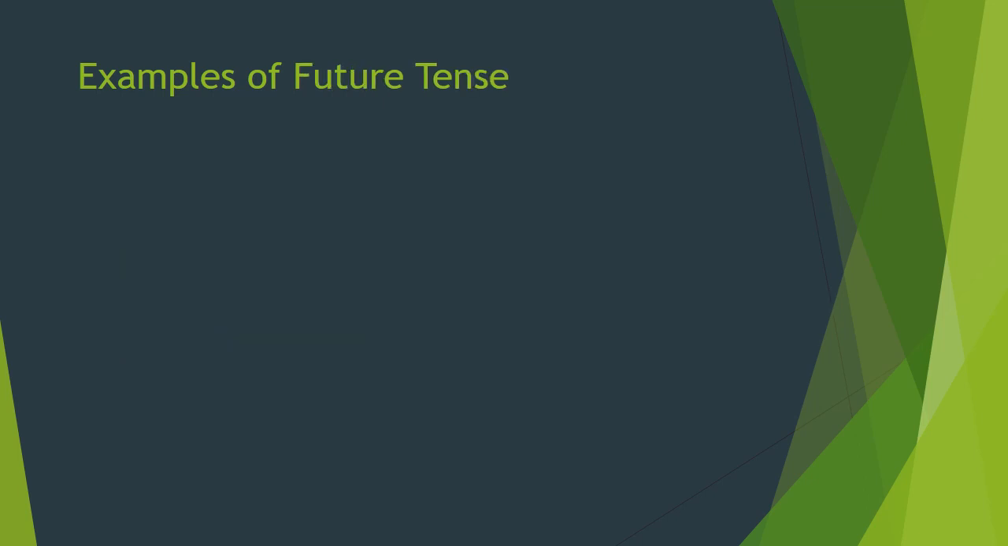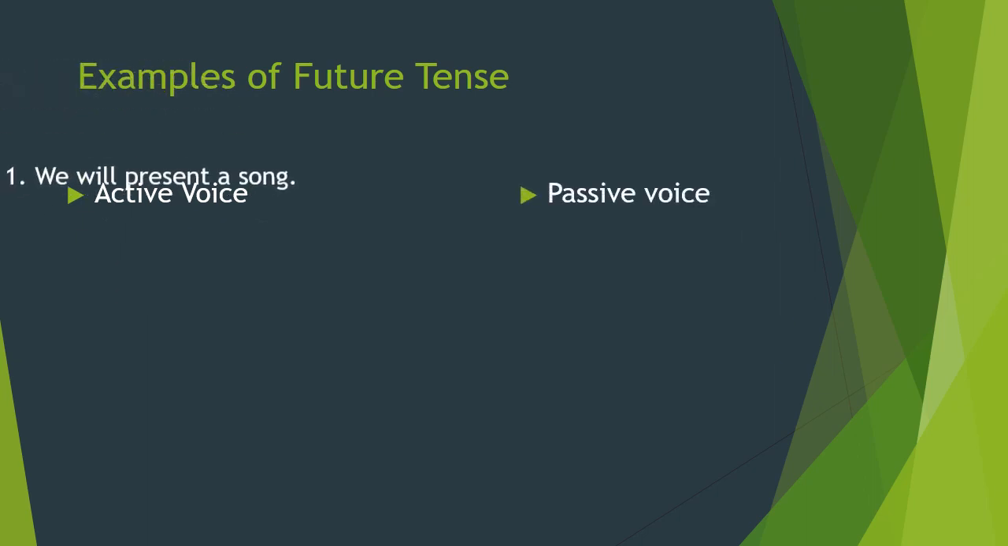Now let us see the examples of future tense. How future tense of active voice will change to passive voice. First example, we will present a song. Subject is we, will present is the verb, a song is the object. Now what is the tense of the verb? Will present is future tense, simple future tense.